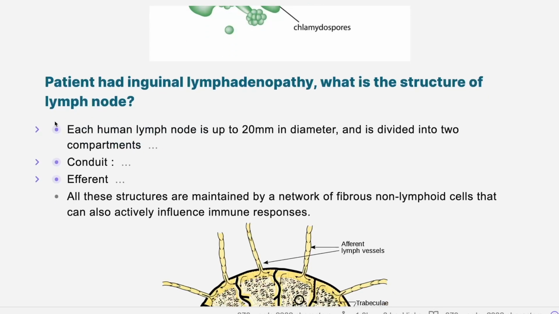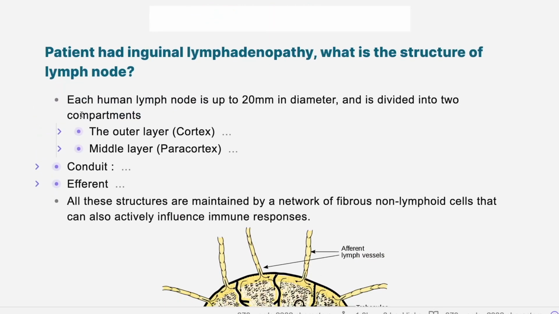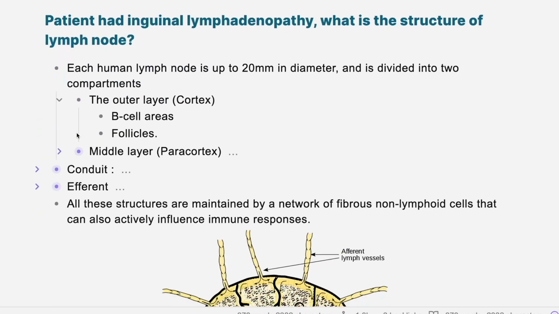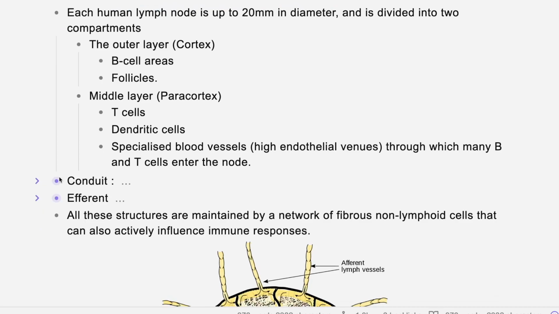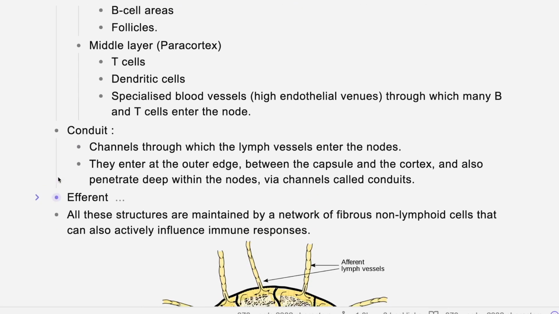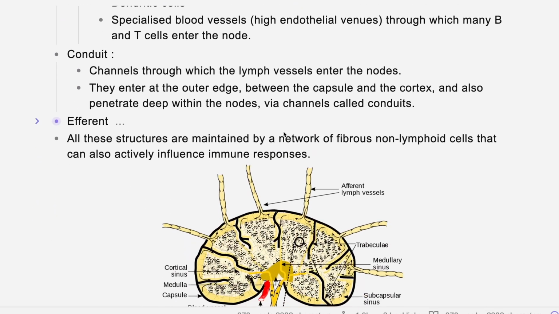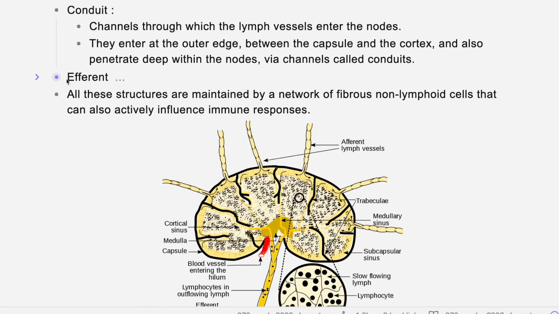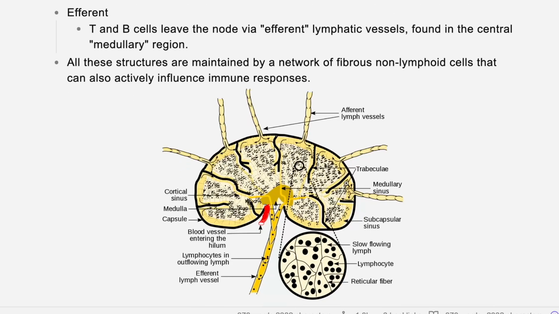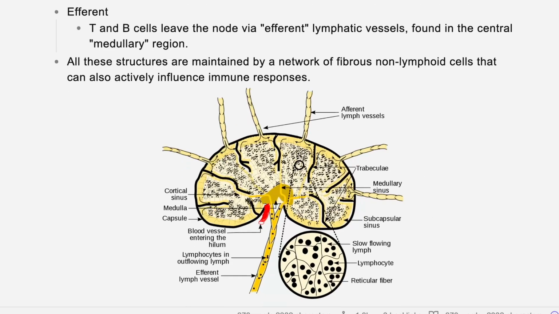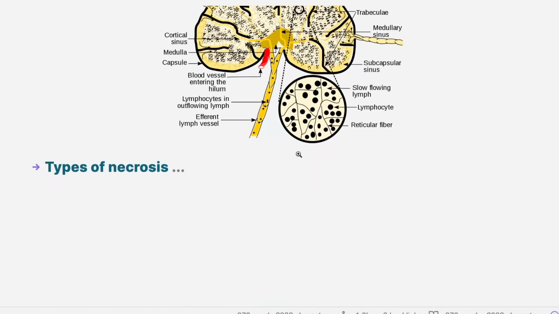So each lymph node is up to 20 millimeters in diameter, with an outer cortex containing B cells and an inner paracortex containing T cells. There is a vascular conduit, which are channels that allow the lymph vessels to enter and leave the lymph node, and the efferent, which carries T and B cells out of the node. And all these structures I mentioned at the beginning are encapsulated structures, as you can see here.